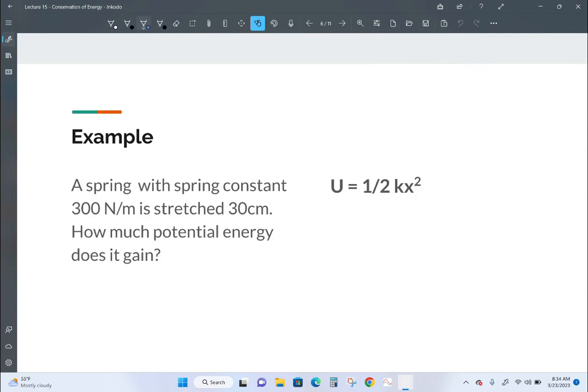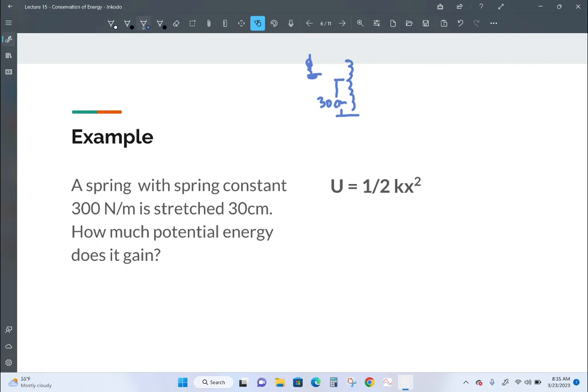So let's look at an example of that. Let's say that you have a spring with a constant of 300 newtons per meter and it's stretched 30 centimeters. How much potential energy does it gain? So here's our spring, just at rest. I'm just going to imagine that this is a hand. And then we're going to stretch it 30 centimeters. All right. And we know that U is 1/2 K X squared. K is given to us, 300 newtons per meter.